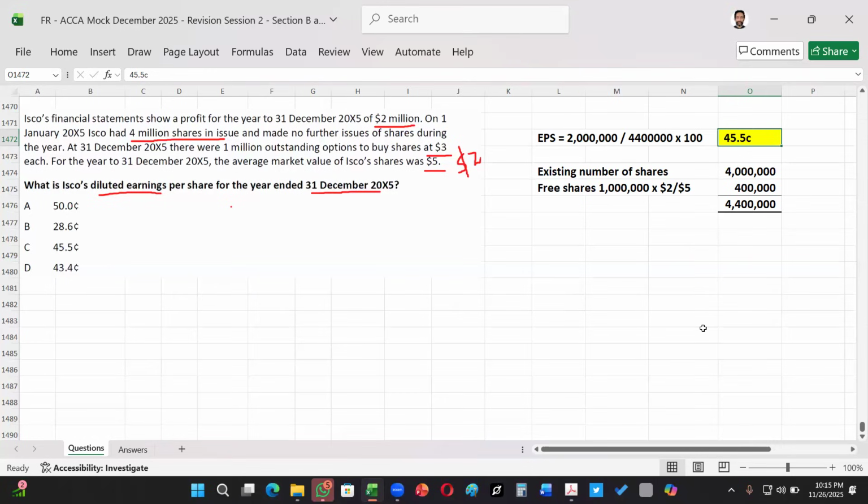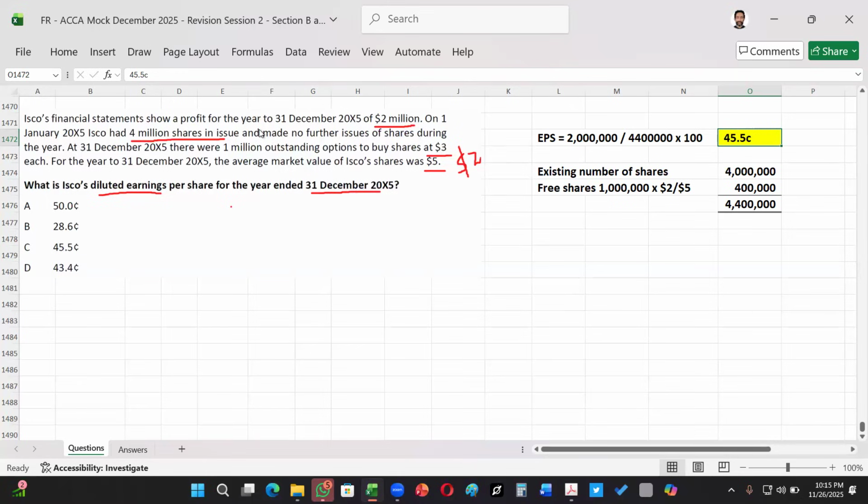Again, you see here, there is a fraction, 2 by 5. We have to pay 3. So what is the bonus element? It is $2 by 5. We had the fraction for the theoretical extra price for the rights issues. We had the fraction for the bonus issue. So it is all the game of this fraction. If you understand that, then things will be easy.